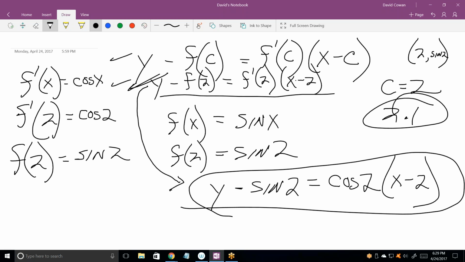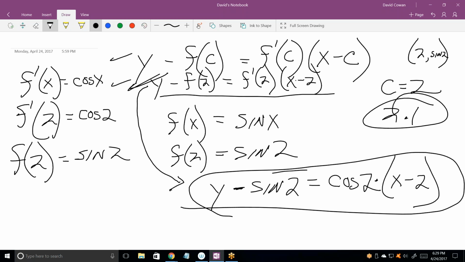Yeah, he has y minus sine 2 equals cosine 2 times x minus 2. Yeah, that's a multiplication going on there. x minus 2. So that is the answer they gave? Yeah. Okay. Doesn't seem like that's terribly helpful, does it? No. Oh, maybe it is. I guess it is, now that I think about it.